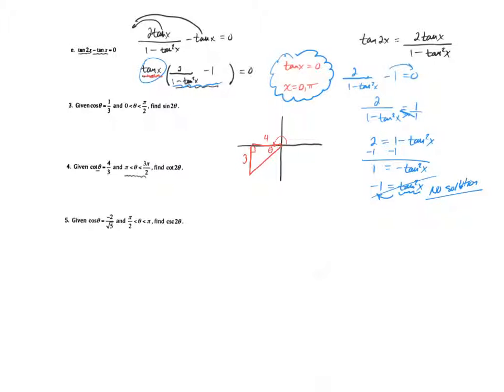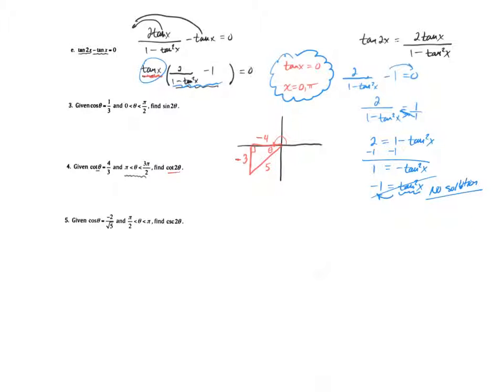Tangent would be opposite over adjacent. This is adjacent over opposite. We should recognize that the hypotenuse would be 5, the radius would be 5. But those 4 and the 3, you have to recognize that we went to the left and we went down. So both of those guys deserve a negative sign. And now we have a situation where they're asking for the cotangent of 2 theta.